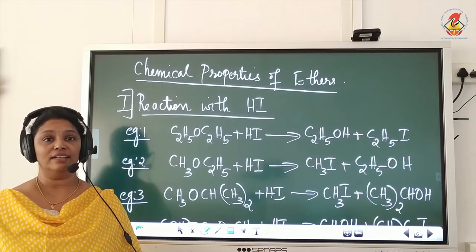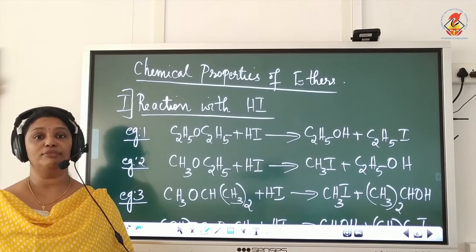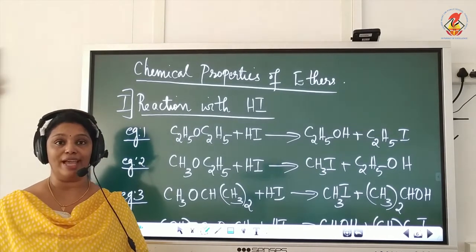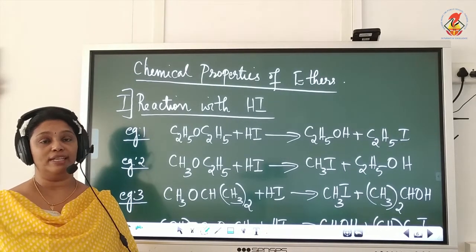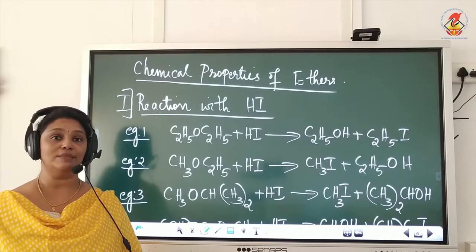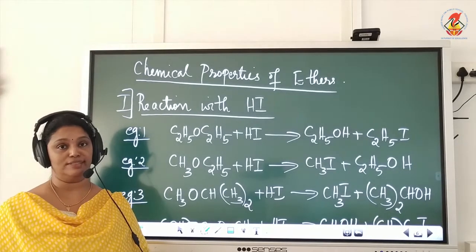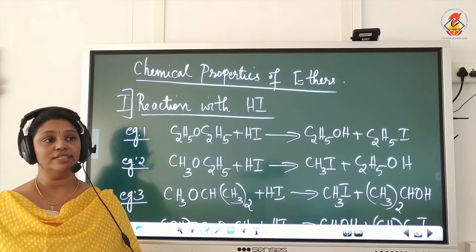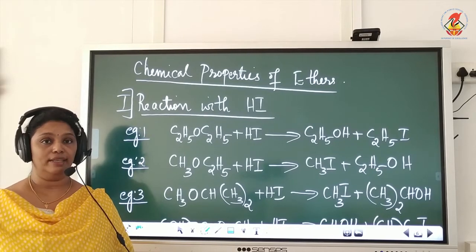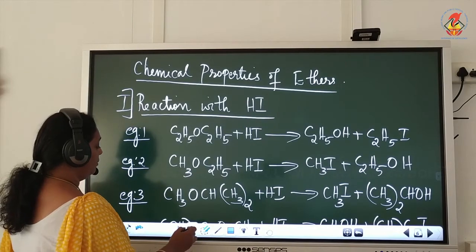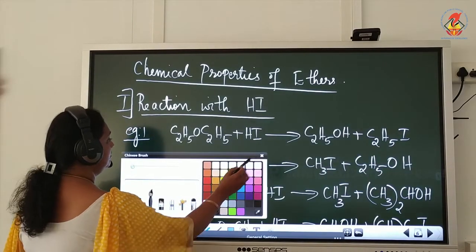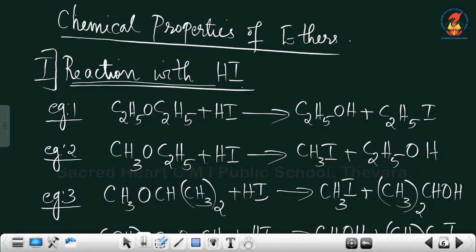These ethers are the least stable functional groups or least reactive of the functional groups. So, the chemical reactions of ethers take place under drastic conditions. Let's discuss the first chemical property of ether, that is, the reaction of ether with hydrogen iodide.